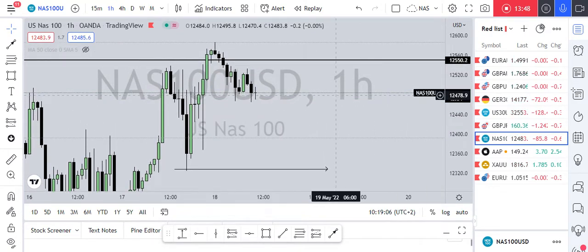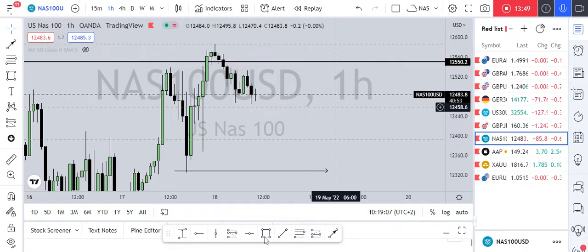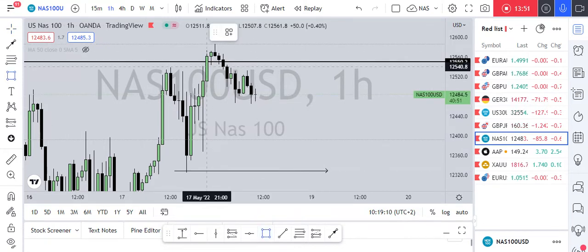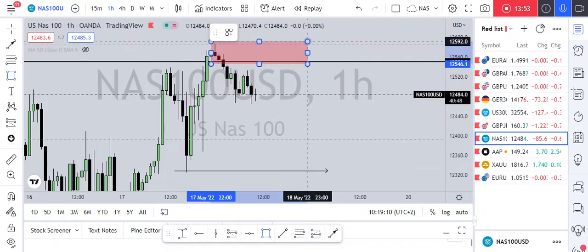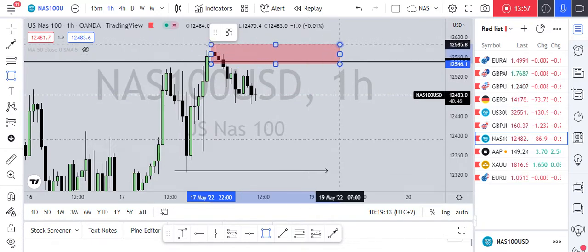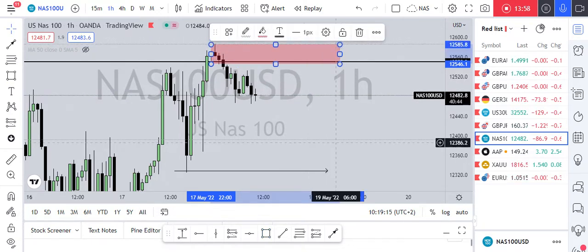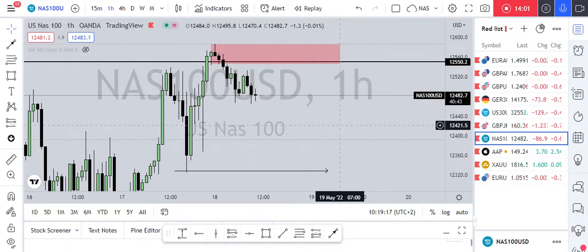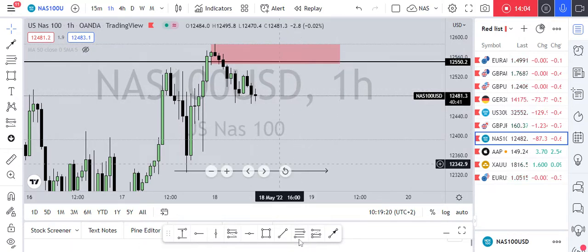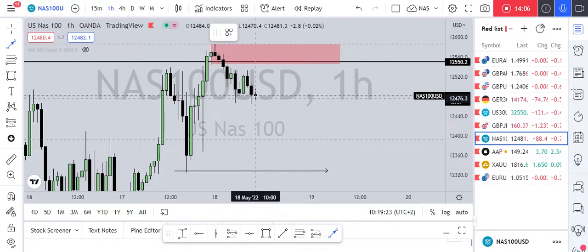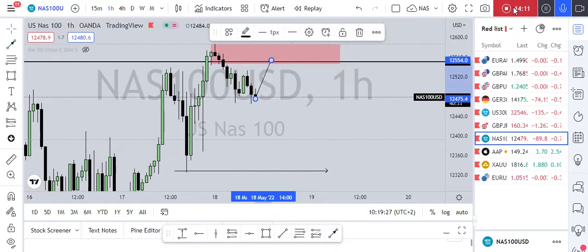So the one we're gonna look at is this beautiful, beautiful baby over here, right? So we're gonna look at this whole range of price right here. All right, so we're gonna look at this whole move right here. So we're just gonna look for a tap back in. Hold on.